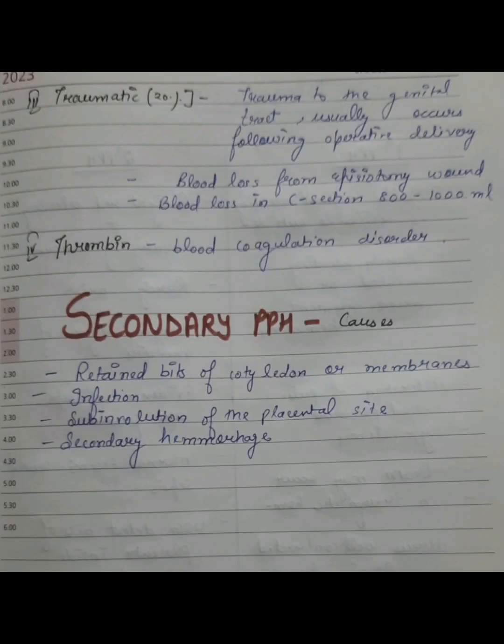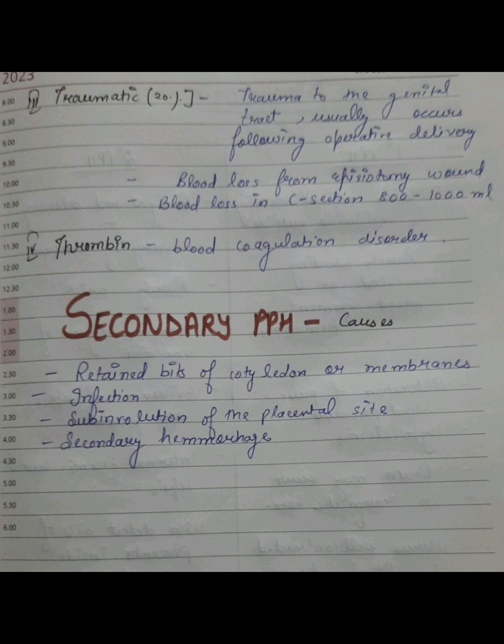So third cause is traumatic. Traumatic is when there is any trauma to the genital tract, which usually occurs in operative delivery, right. If there is blood loss from an episiotomy wound, and if there is blood loss in C-section, right, 800 to 1000 ml, right. So these are the main factors that can cause PPH, right, heavy bleeding. So इस चीज़ में ये हो सकता है, and this is most commonly found in 20% of cases, right.